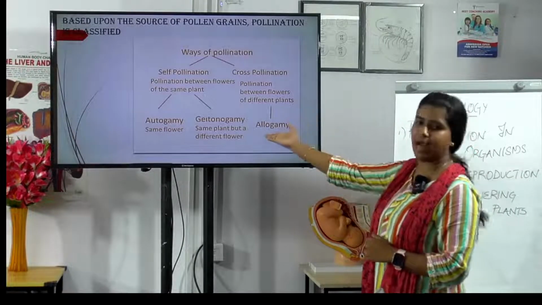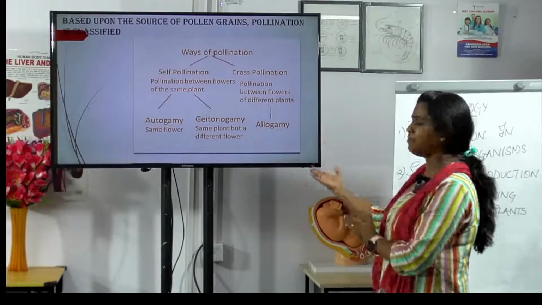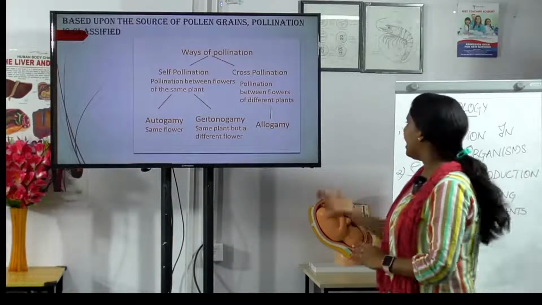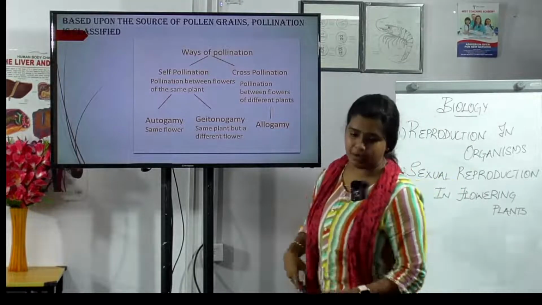That is, autogamy happens in the same flower, but here it is the same plant but different flower, and that another one is allogamy. What is allogamy then?